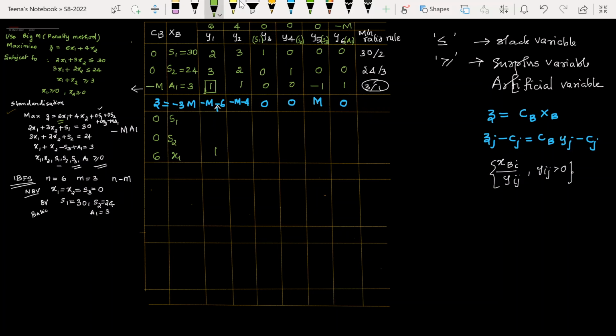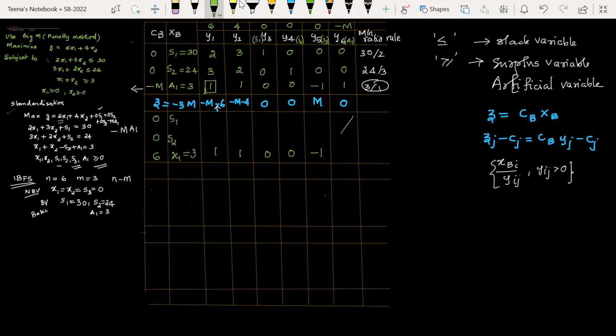Now since this pivot element is already equal to 1, we don't have to make any modifications in this row. Just divide throughout by 1. So that leaves the row as it is. So the first element is 3, then 1, then 1, then 0, then 0, then minus 1.